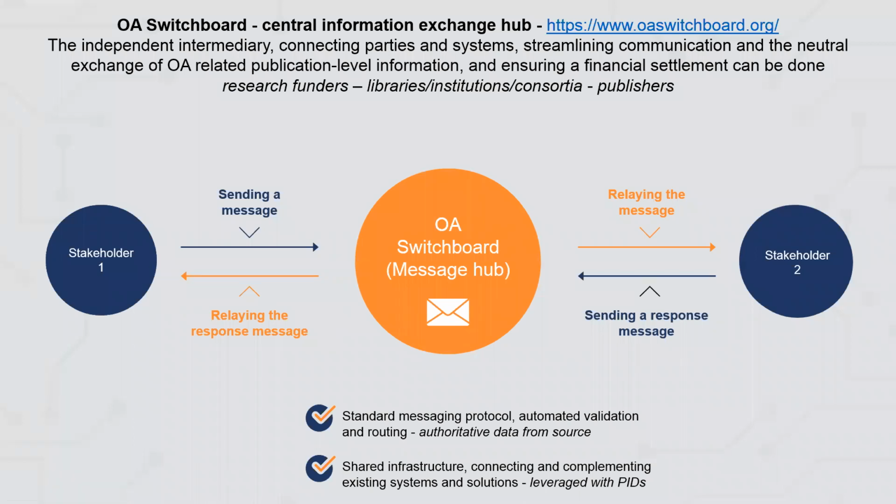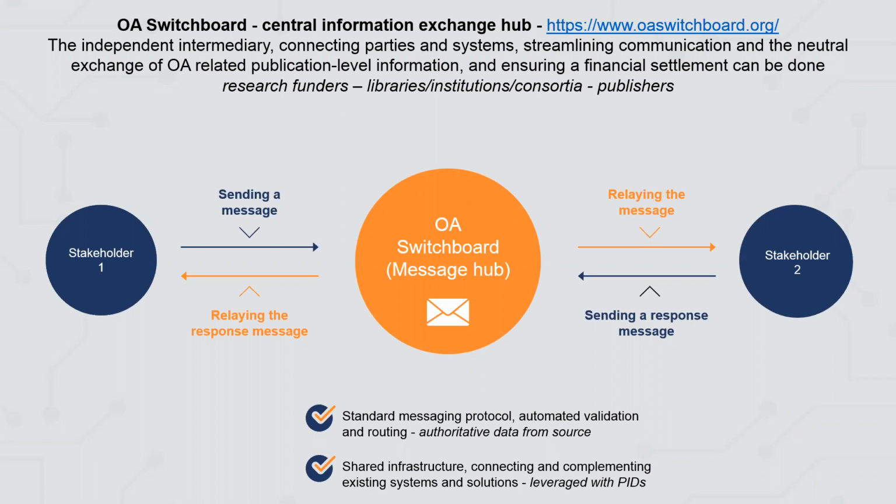So what's the OA Switchboard? It's essentially a message hub. That's the core of what it is. It's a central information exchange hub used by different parties like research funders, libraries, institutions, consortia, and publishers to exchange OA-related publication level information. But as I said, the core is a message hub. It allows stakeholder 1 to send a message to the hub, and the hub relays it to stakeholder 2, and then back. That's the core of what we do with the OA Switchboard.